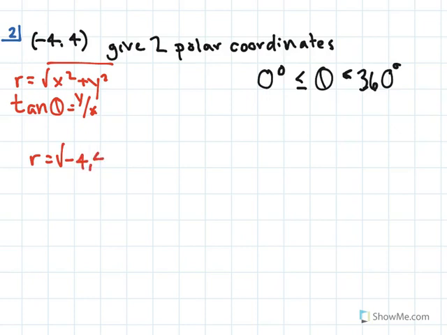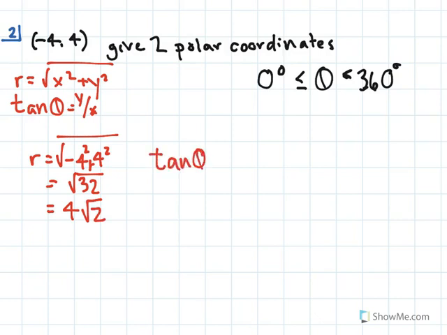So in this case, r is going to be the square root of (-4) squared plus 4 squared, which would be equal to the square root of 32, and we can rewrite that as 4 root 2. Then we would have tangent of theta equals 4 over -4, which is -1. For this problem, it's important to know that our point (-4, 4) is going to be in quadrant 2. That's going to help us determine what our theta needs to be.